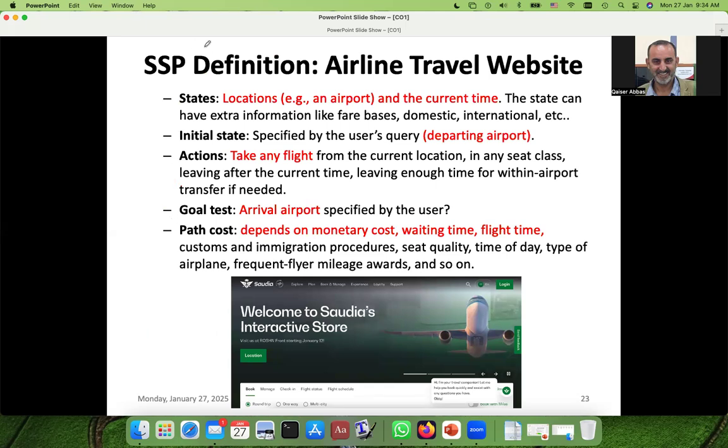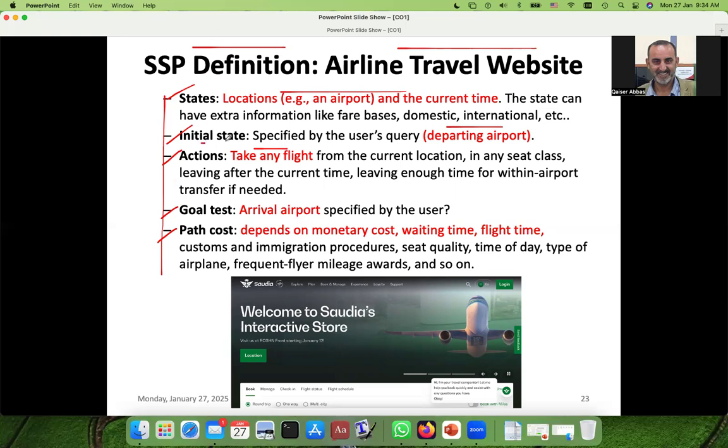Similarly, problem definition for airline travel website. This is what you can read by yourself. Consider you are on a Saudi airline website and you are going to book some flight. So consider that whole website an agent. Then what would be the states? What would be the initial state? What would be the actions? What would be the goal state, path cost? So I have highlighted in red which are the main ideas, and it has further additional ideas also.